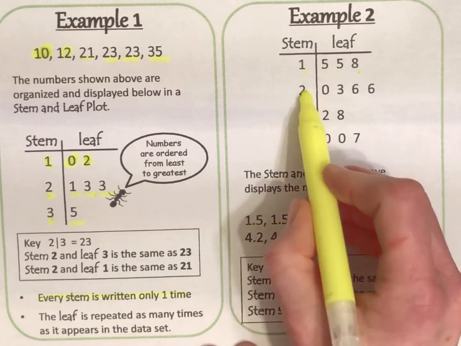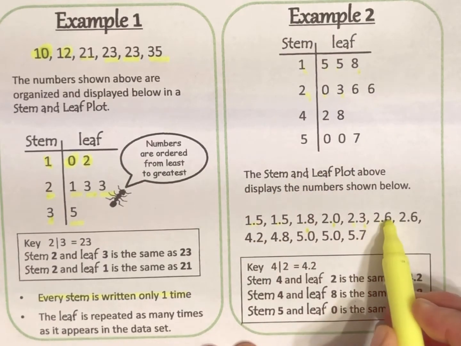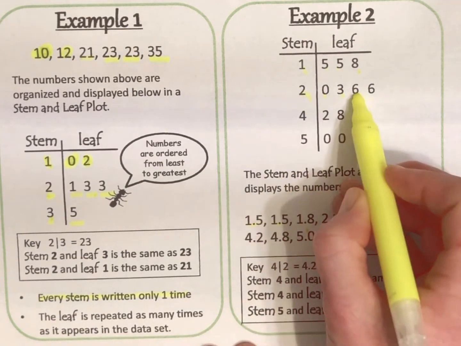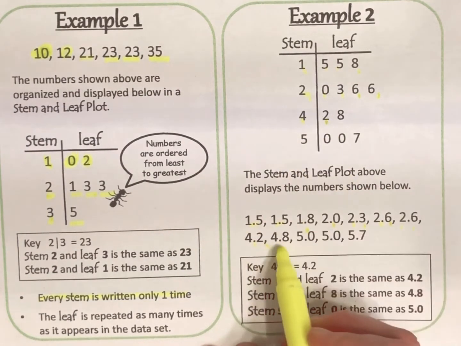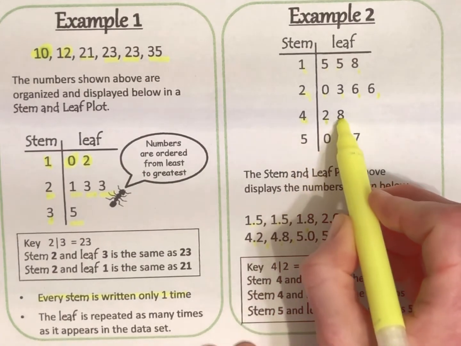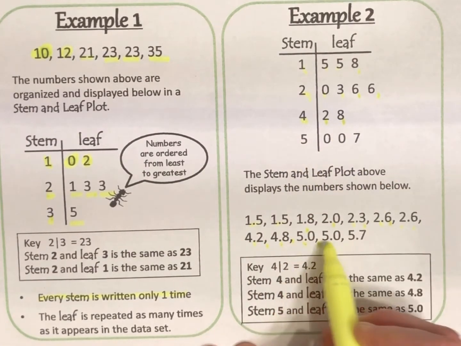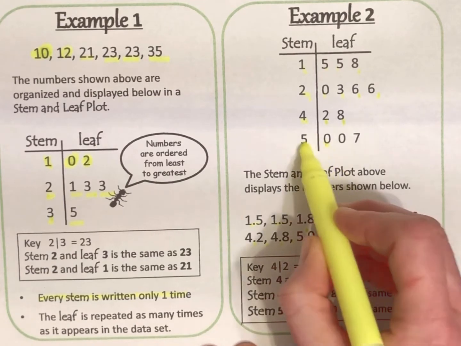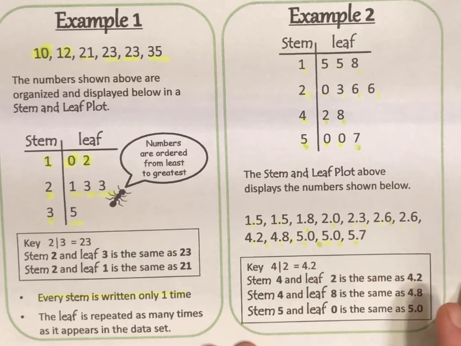Let's go to our 2s. 2.0, 2.3, 2.6, and 2.6 are all written with a stem of 2. On to our 4s. We have 4.2 and 4.8. Our final row has a stem of 5: 5.0, 5.0, and 5.7, all written like that.